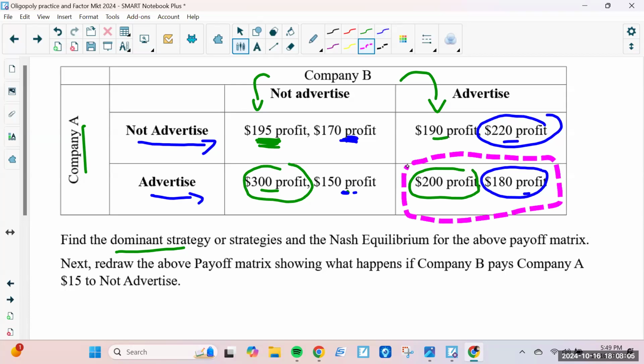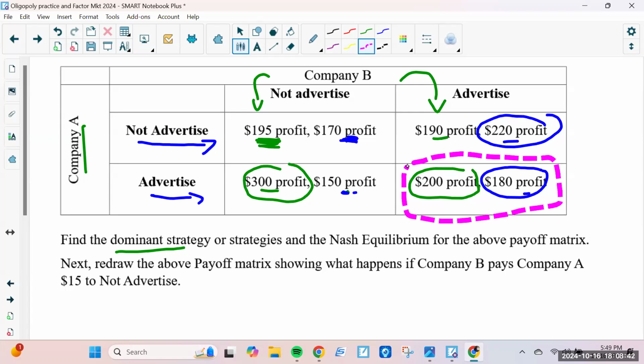Nash equilibrium is anytime you get the double circle, but you can't explain it that way. If they ever ask on the AP exam why it is a Nash equilibrium, you have to explain that neither has an incentive to change given what the other one is doing. B knows A is going to advertise, and A knows B is going to advertise. Given they know what the other one is going to do, neither has an incentive to change. That's Nash equilibrium. Dominant strategy is you're doing what's best for you no matter what they do. Nash equilibrium is neither has an incentive to change given what the other one is going to do.